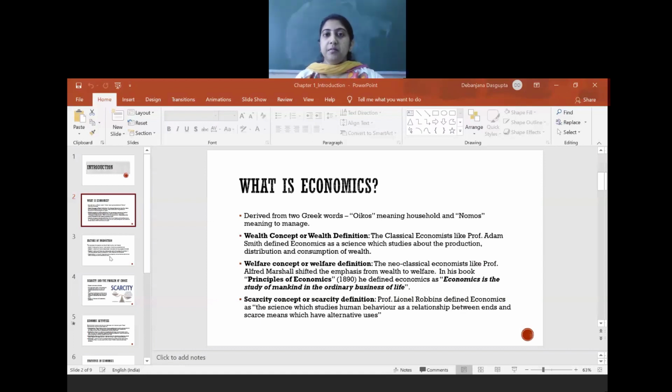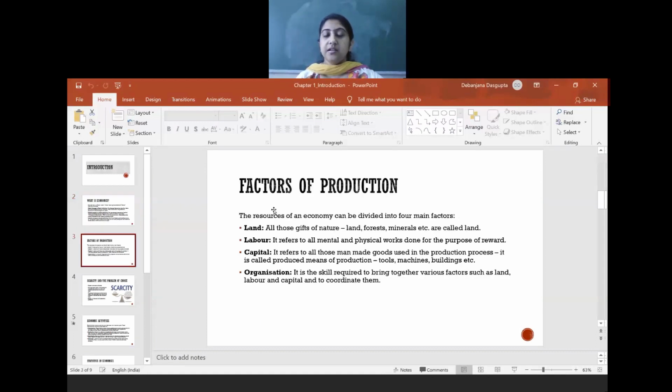Now, what do we mean by scarcity of resources? According to economics, there are four resources, or four factors of production. We term them the factors of production. They are land, labor, capital, and organization. These are the four factors of production which we use and we get our final output. Now, what is land? All those gifts of nature, be it the agricultural land, the forest, minerals, etc., are all considered as land.